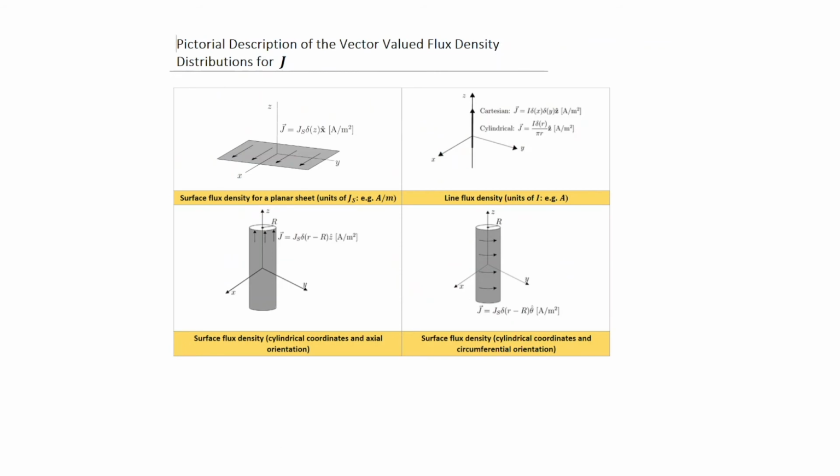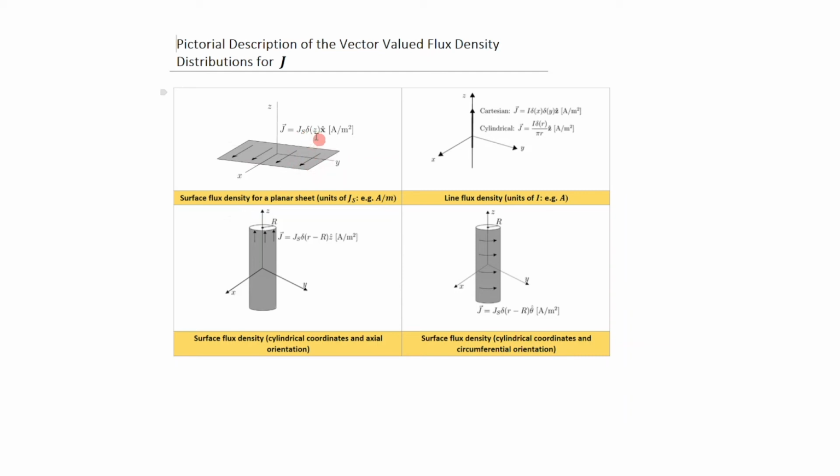All right, now let's look at a pictorial description of the vector valued flux density distributions for J. And so in this case, it's a vector. So this example shows, for example, a surface flux density for a planar sheet. J is oriented in the x direction, but it sits only on the sheet. So the way to represent this, the J of S is a surface current density. That would be in terms of amps per meter.